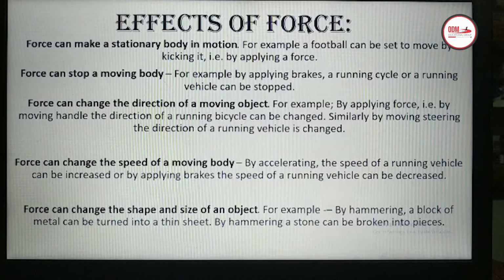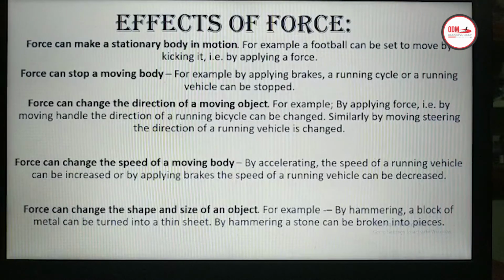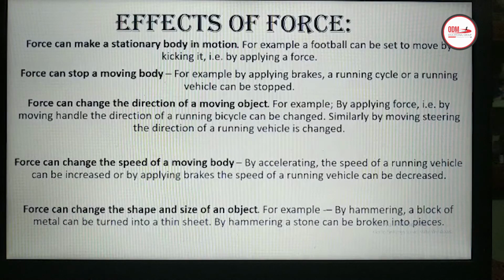So from this we can also say the definition of the force. We can also define the force as something which can move a stationary object, can make a moving object stationary, or change speed, direction, shape or size of a moving body. From the effects of the force, we can define the force also.